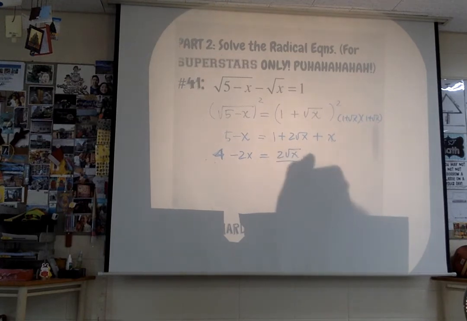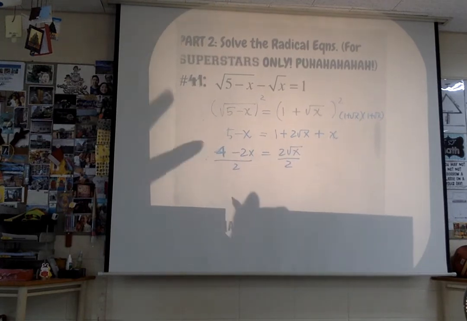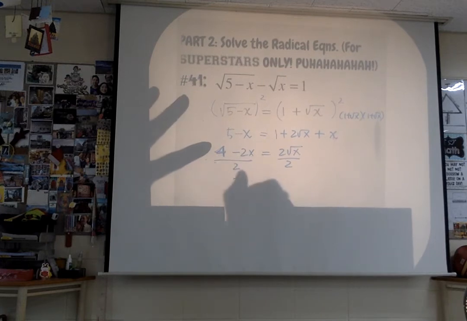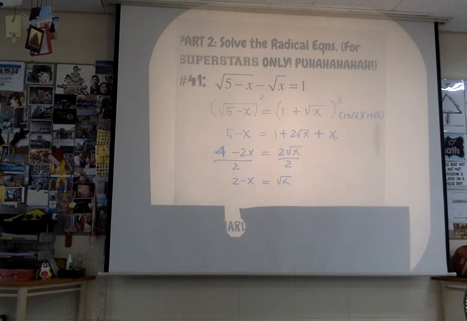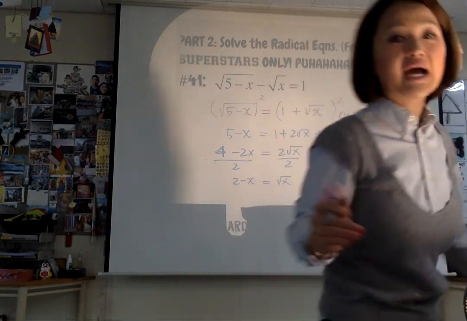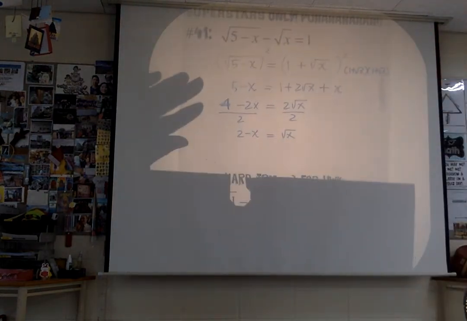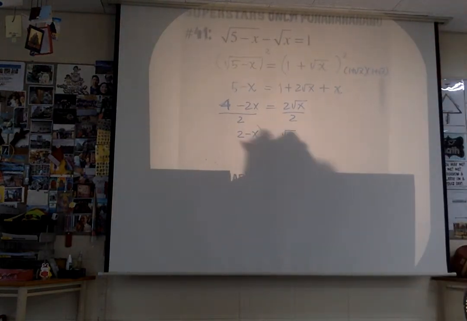And now, you guys, let's divide by 2 on both sides, right? So we get, these all have a factor of 2, so it's 2 minus x is equal to root x. Okay, that's just all algebra. Now the last step is, we've got to get this guy out of the shell. So what do we do? We square both sides. How do you undo a square root? You square both sides. So we're going to square this guy, we're going to square this guy.